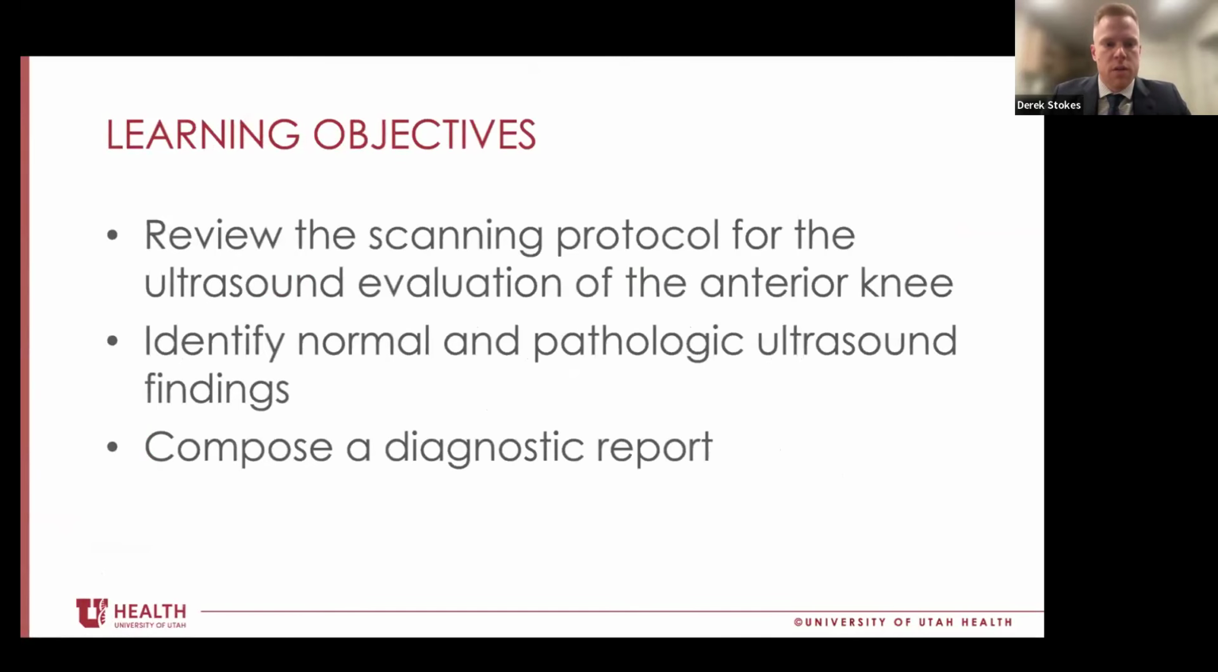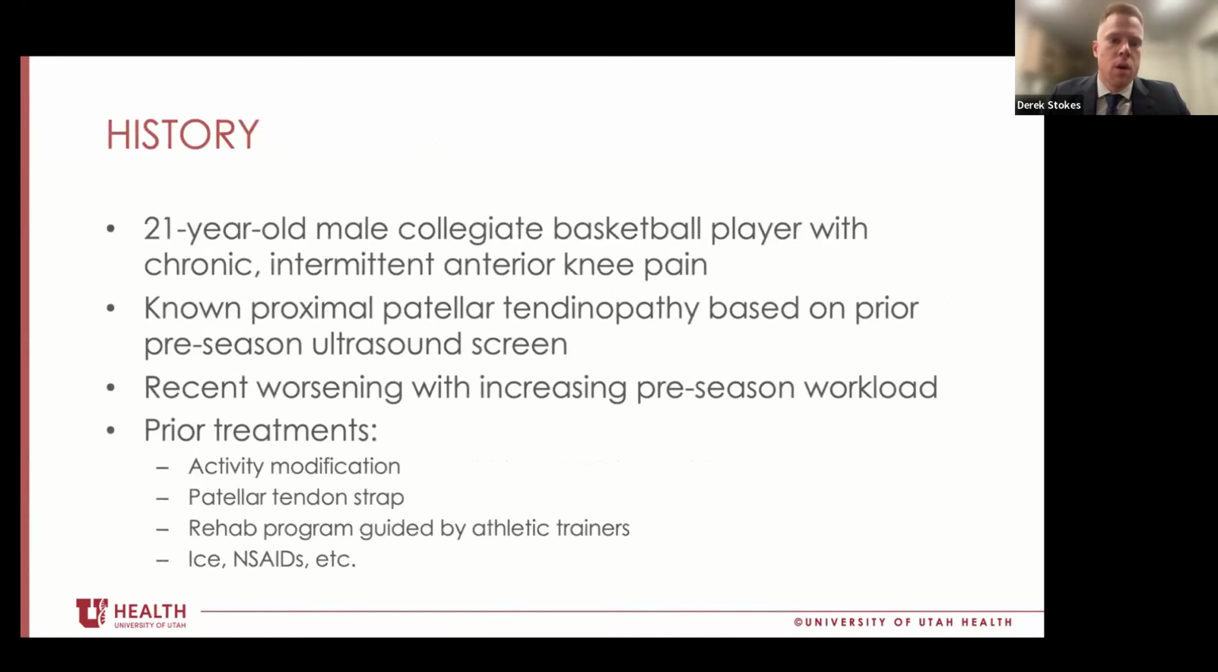For our learning objectives, we're going to be reviewing the scanning protocol for the ultrasound evaluation of the anterior knee, along with identifying normal and pathologic ultrasound findings and composing a diagnostic report that are both going to be specific to this case. For our history, we have a 21-year-old male collegiate basketball player with chronic intermittent anterior knee pain that's occurred off and on really throughout his career.